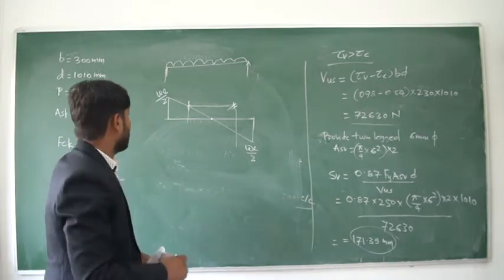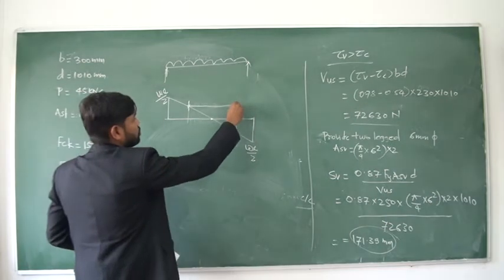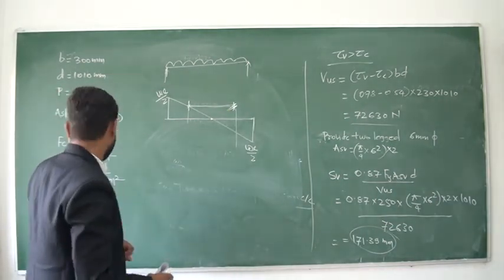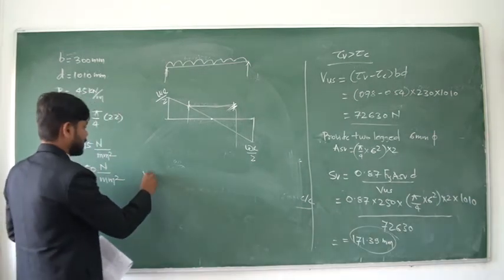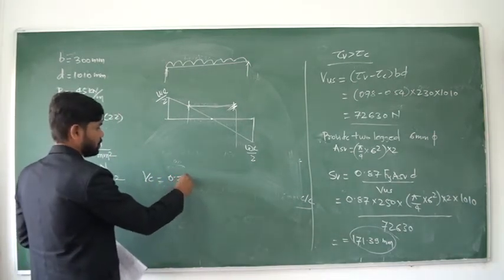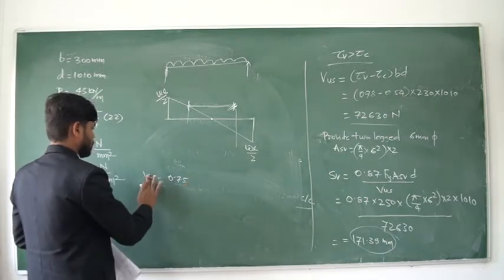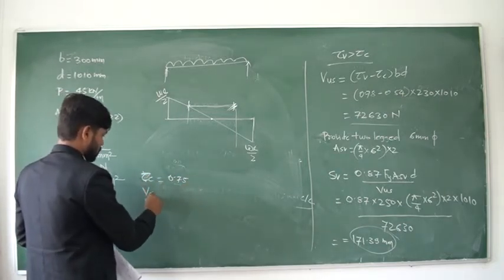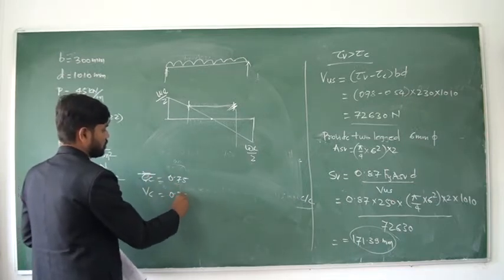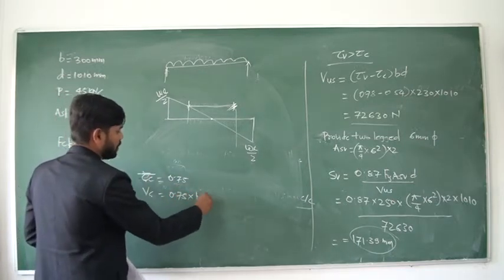Now see, how do we decide this length? To decide this length you have to use the tau c value. Tau c is the shear stress taken by the concrete, let us say it is 0.75, and what is Vc? This is the shear stress, so Vc is the shear force carried by the concrete, so we multiply by the area.